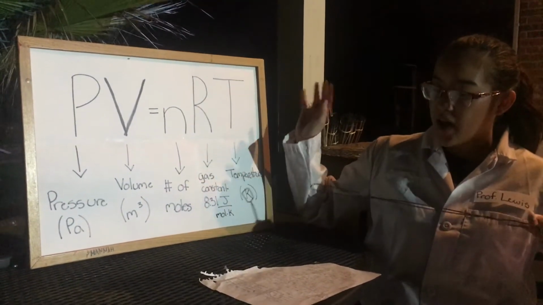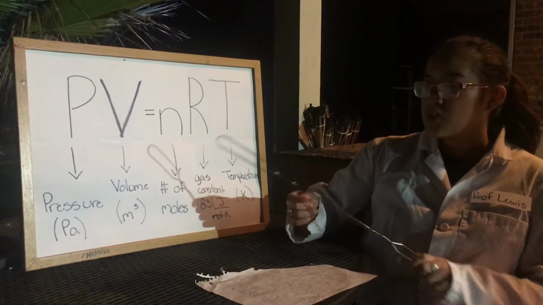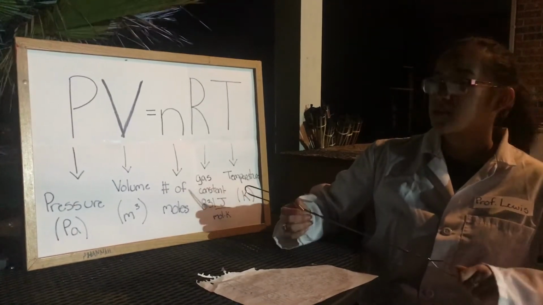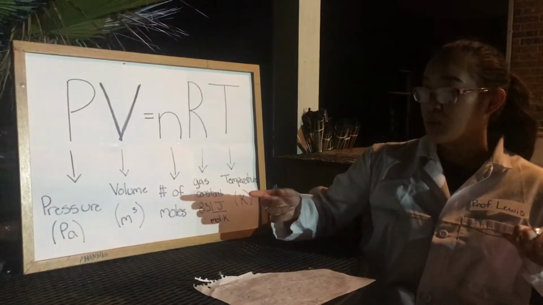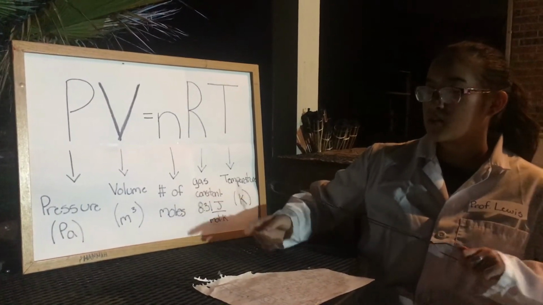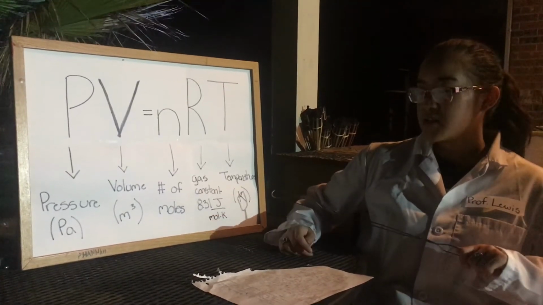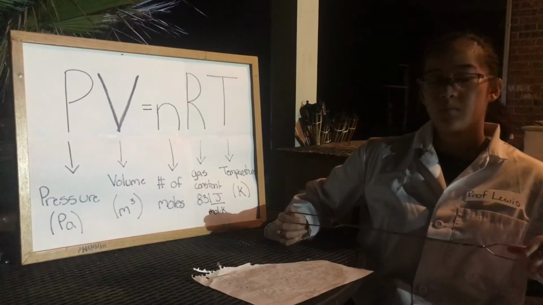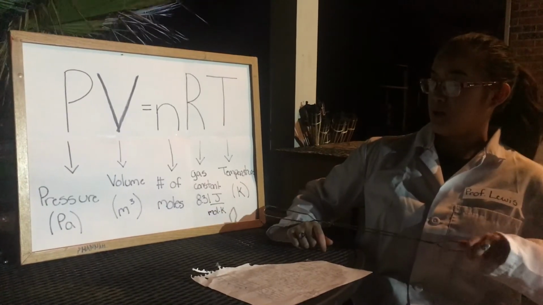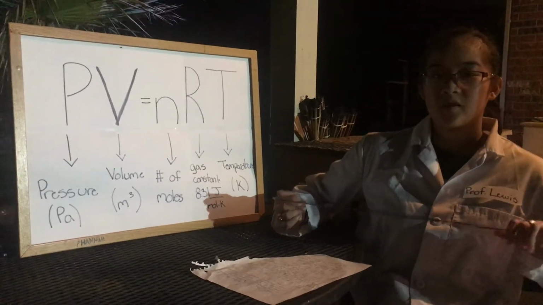And the ideal gas law is P, which is pressure measured in Pascal, times V, which is volume measured in meters cubed, equals n, which is number of moles, times R, which is the gas constant, which is 8.3 joules divided by moles times Kelvin, and T, which is temperature measured in Kelvin.